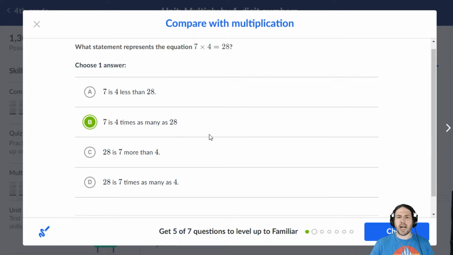7 is 4 times as many as 28. Well, that's not right. It's close, but the numbers are mixed up. 7 isn't 4 times as many as 28. 28 is 7 times as many as 4. And when we say 7 times as many, we literally mean 7 times. 7 times as many as 4. 7 times 4 is 28. That's why we use the word times. And when we say 7 more than 4, of course, we are normally talking about addition.